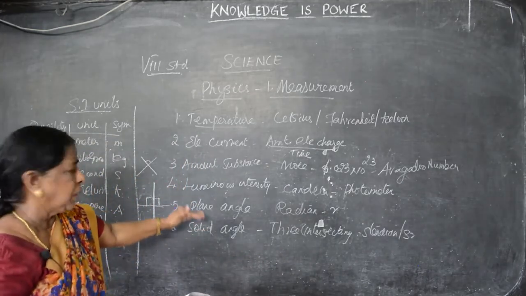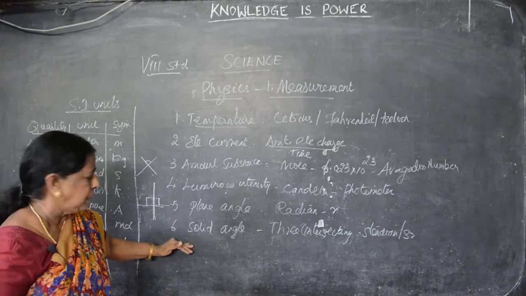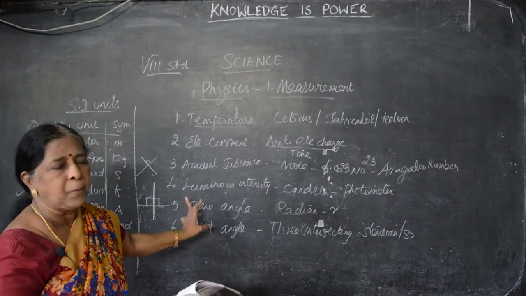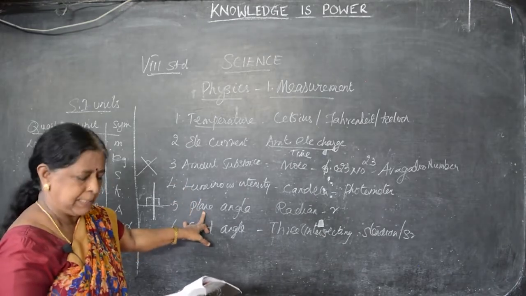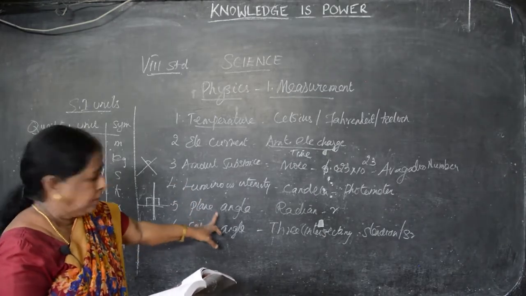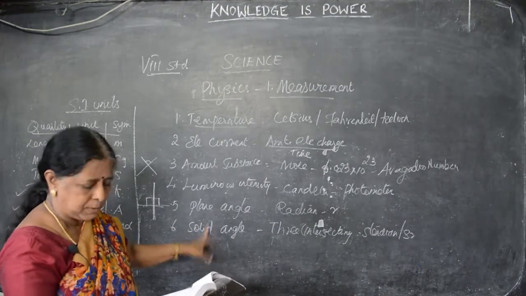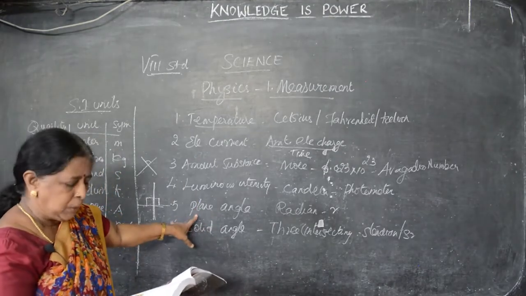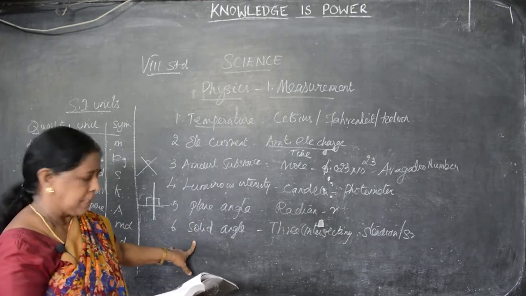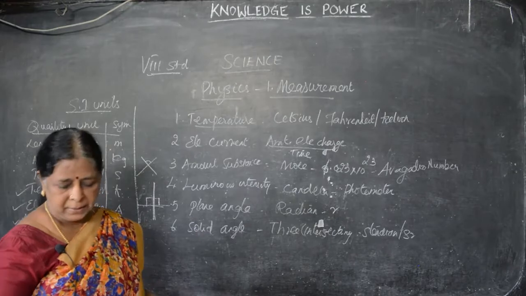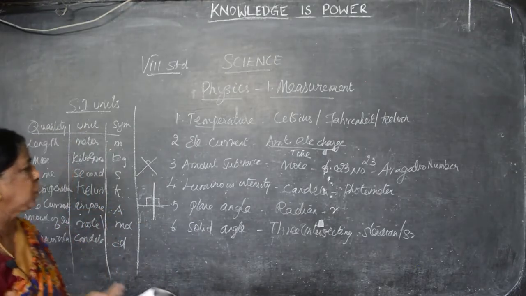So, we can find out the differences between plane angle and solid angle. Plane angle is the angle made at the point of intersection of two lines. Solid angle is the angle made by intersection of three or more planes at a common point. Plane angle is two dimensional, solid angle is three dimensional. The unit of plane angle is radian, and the unit of solid angle is steradian. This may be for the 2 mark question.